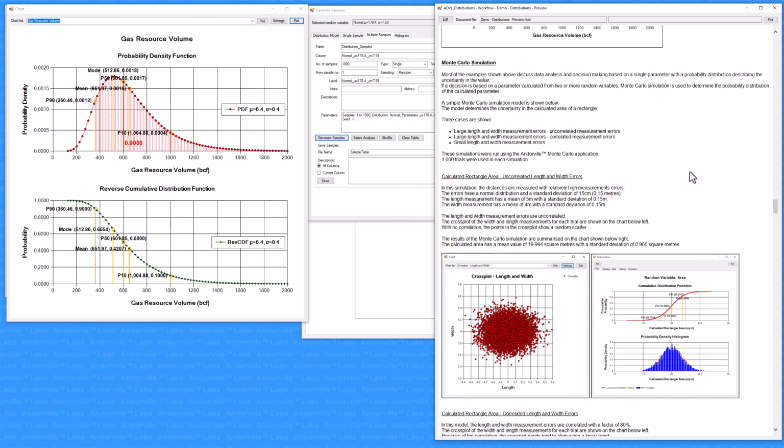The first with large length and width measurement errors and uncorrelated measurement errors. The second has large length and width measurement errors, but with correlated measurement errors. And the third example has small length and width measurement errors. These simulations were run using the Anderville Monte Carlo application. 1,000 trials were used in each simulation.